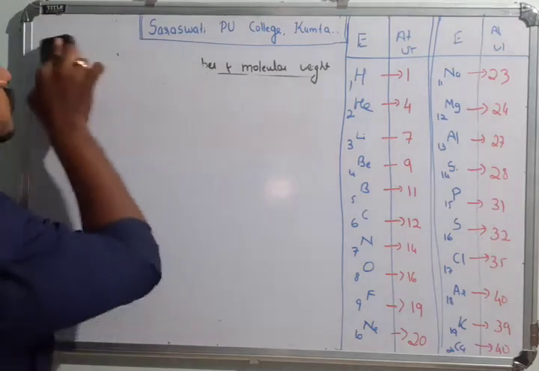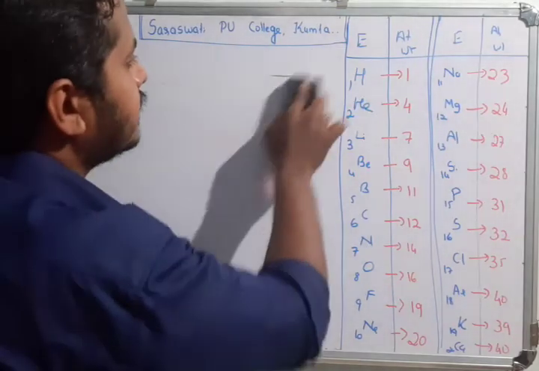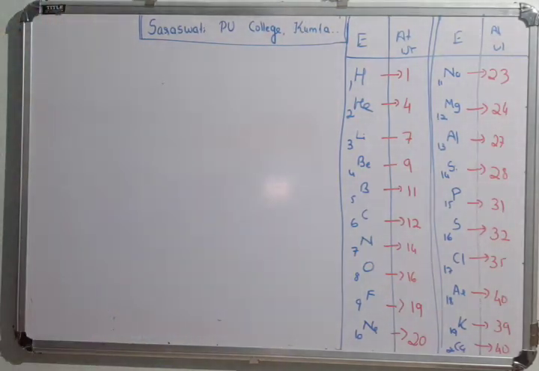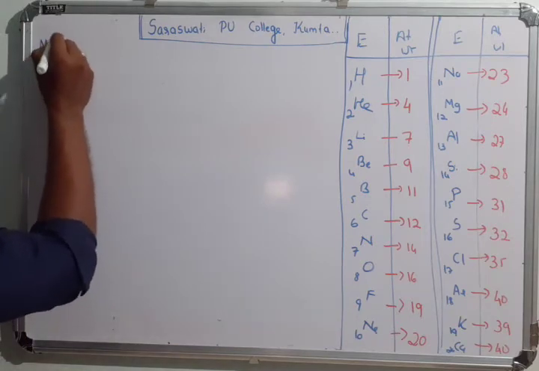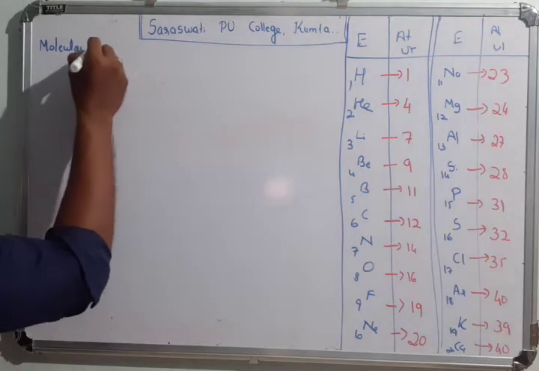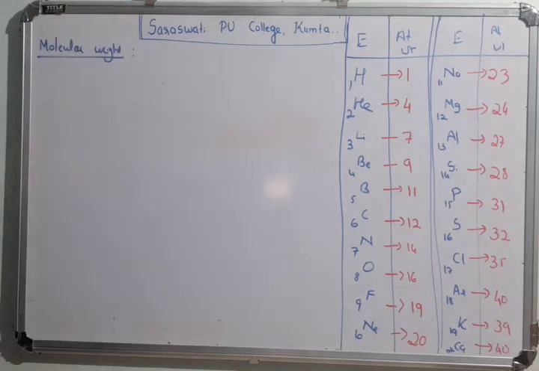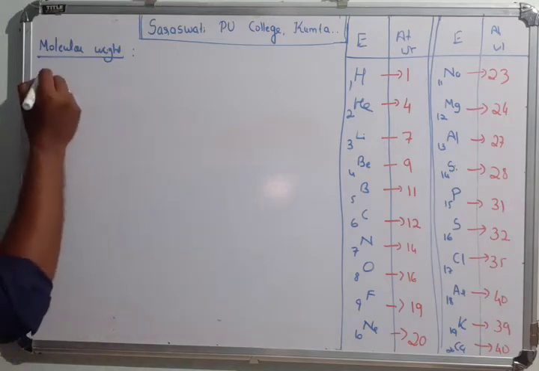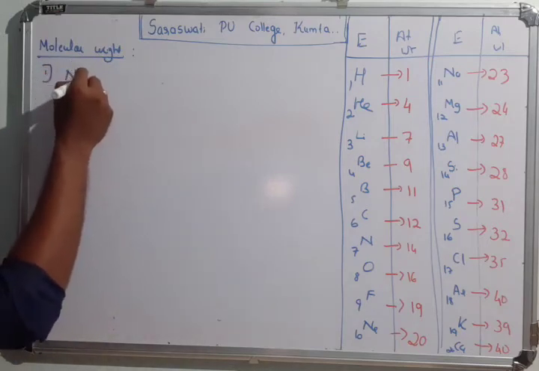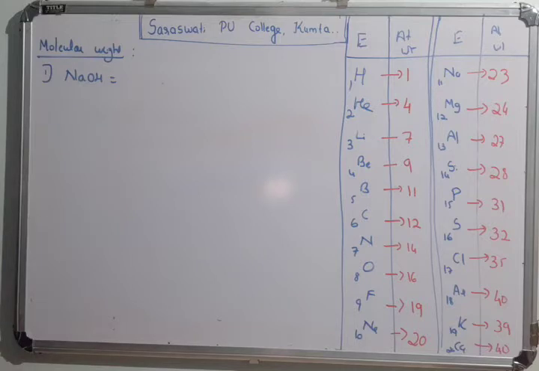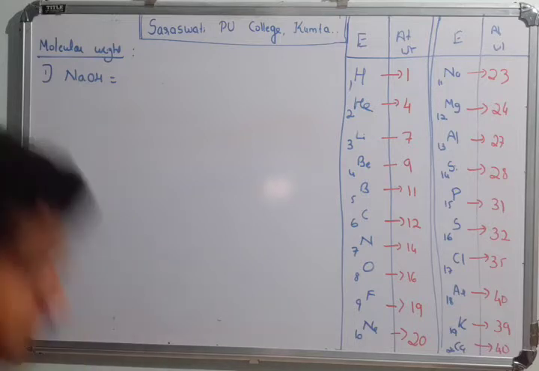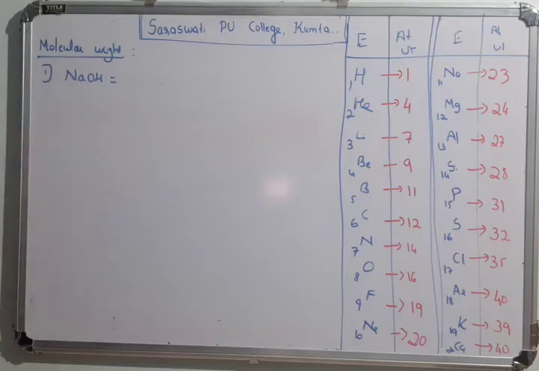So I'll remove this also. We'll utilize this space for finding the molecular weight. So how to find the molecular weight? We'll try to find the molecular weight of a molecule. Let me take that example only. Find the molecular weight of NaOH, right? How to find the molecular weight of NaOH now? It is very easy, as it contains only one atom of each.